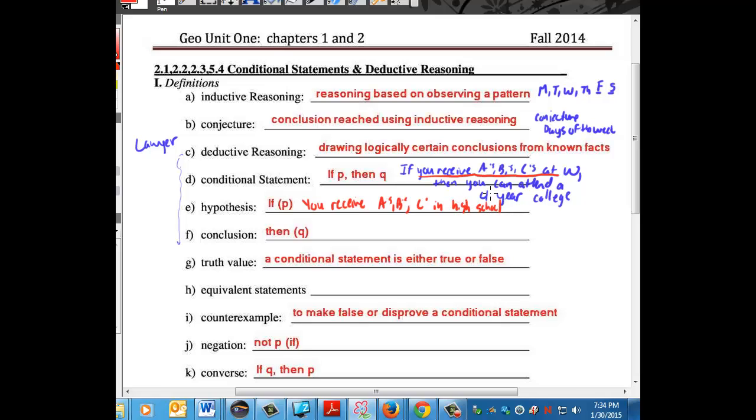Well, we can do the same thing for the then. On the then, it's known as Q, and so whatever follows then will be our Q, and that's going to be you can attend a four-year college. So in our problem, our conclusion was you can attend a four-year college.